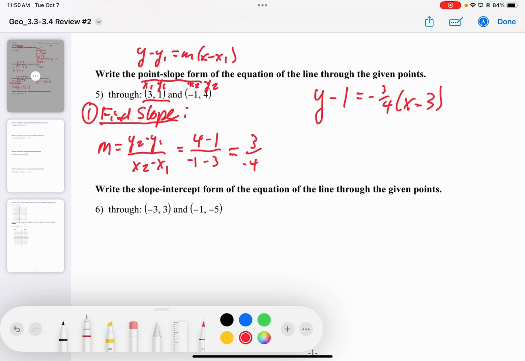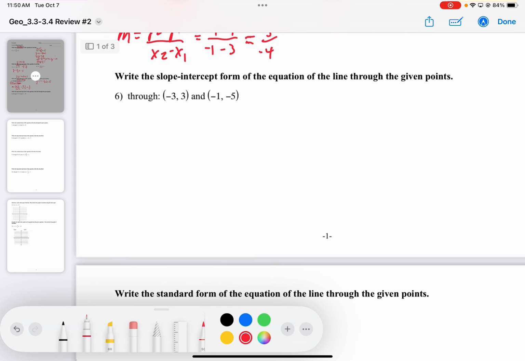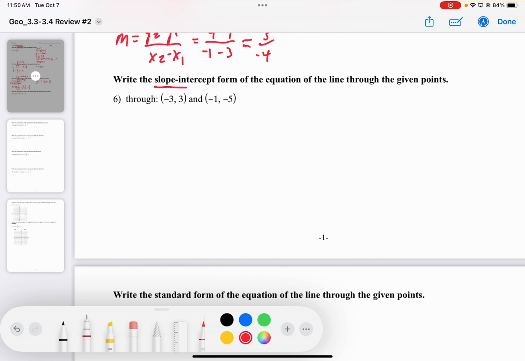Now, if I kept going, you can multiply everything by 4, you can distribute 3/4, deal with the fractions, a couple things you could have done to get it in the slope-intercept form. But all right, well, let's do one that says slope-intercept form. So I want to get that into y equals mx plus b. All right, through those 2 points.